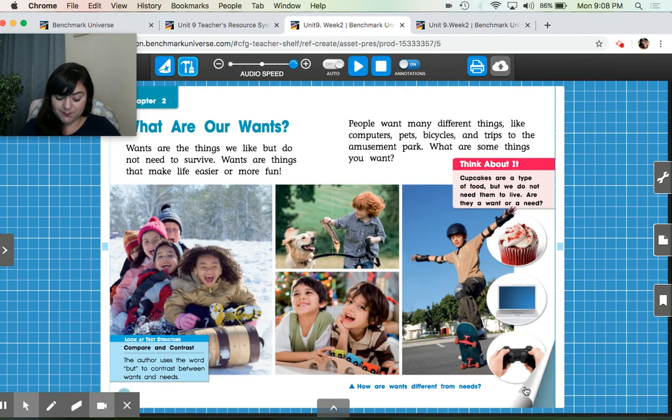Chapter 2. It's called What Are Our Wants? So, what are some things that we want? Wants are things we like but do not need to survive. Wants are things that make life easier or more fun. People want many different things like computers, pets, bicycles, and trips to the amusement park. What are some things you want?